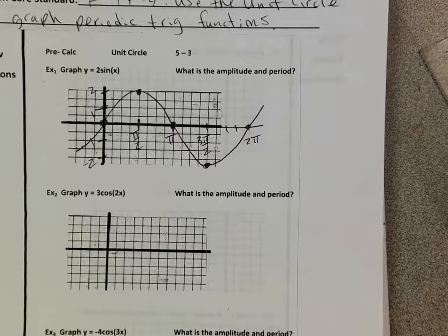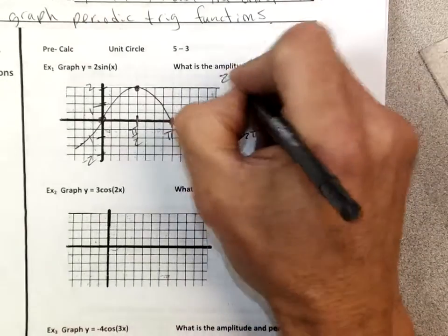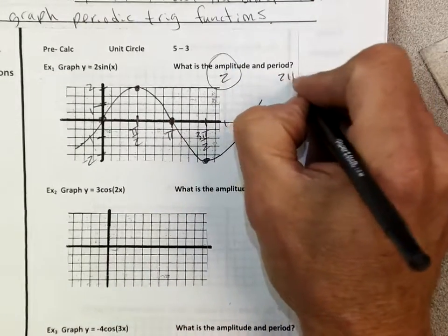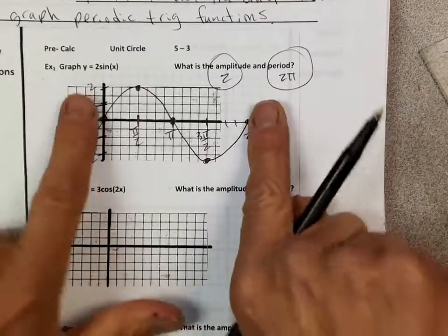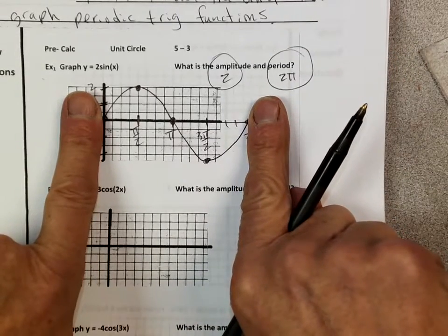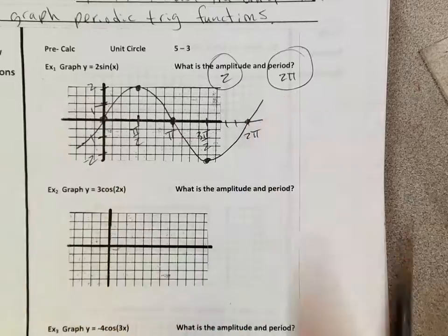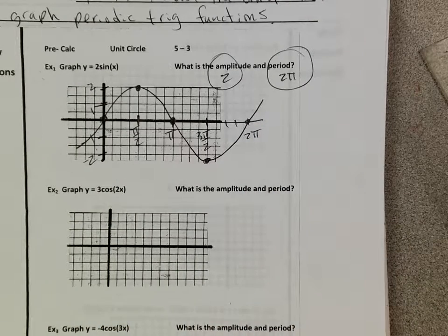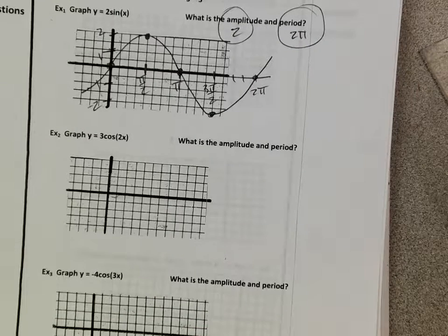All right, example 2. What's the period of that? The period, thank you. The amplitude is 2. You guys agree with that? And the period is 2 pi, because the width of one full curve is 2 pi. All right? Is it always 2 pi? No, we're going to change it coming on the next one. Good question. Okay, example 2. Am I good for example 2?